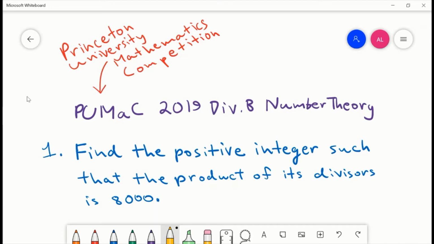So today we are going to be solving a number theory problem from the PUMaC. The PUMaC is the Princeton University Mathematics Competition. So the problem reads, find the positive integer such that the product of its divisors is 8,000. And the reason why I like this problem is because there's really so much that we can learn from it.